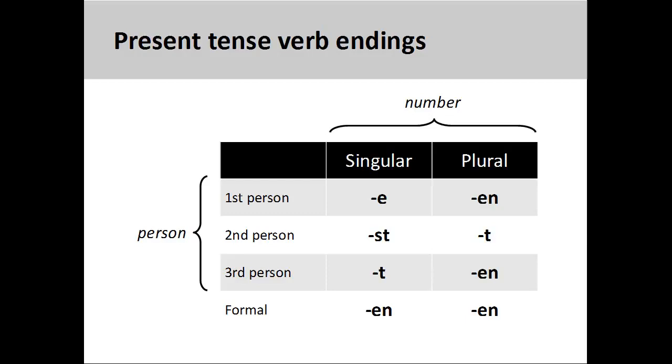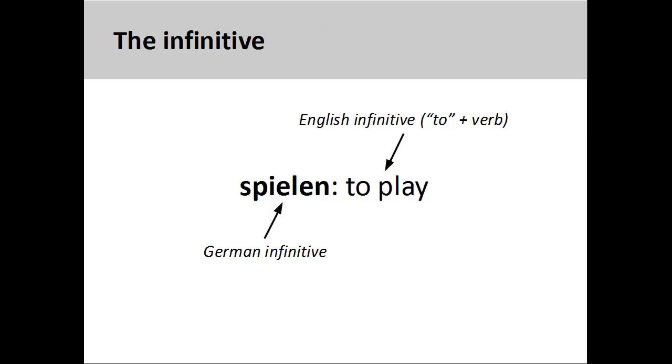As you see on the screen, German has a verb ending for each combination of number and person. It is very important to memorize these endings. To conjugate a verb in German, you begin with the infinitive form of the verb. This is the form that you will find in the dictionary.